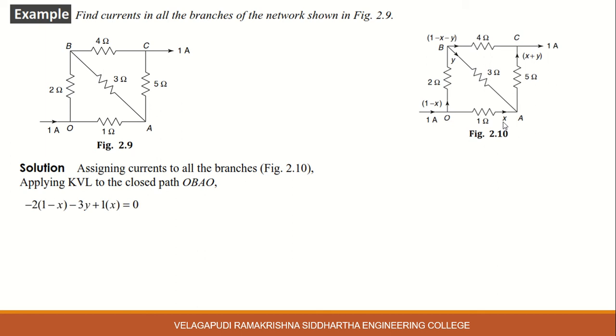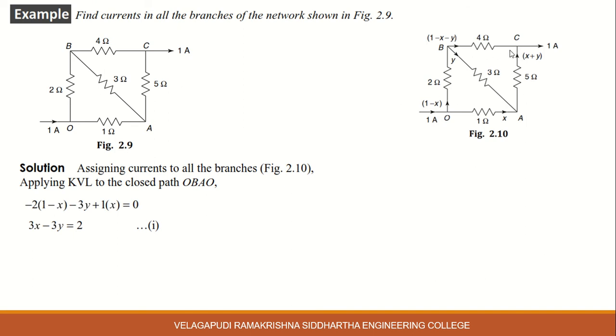Again node A to node O, because of the clockwise direction. This current X flows from node O to node A, higher potential to lower potential. For the voltage drop calculation, considering the clockwise direction, it is minus to plus, a rise in voltage, so plus 1 into X equals 0. Now simplify this equation. You will get 3X minus 3Y equal to 2. That is equation 1.